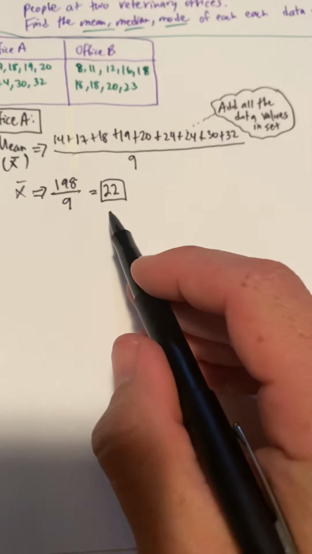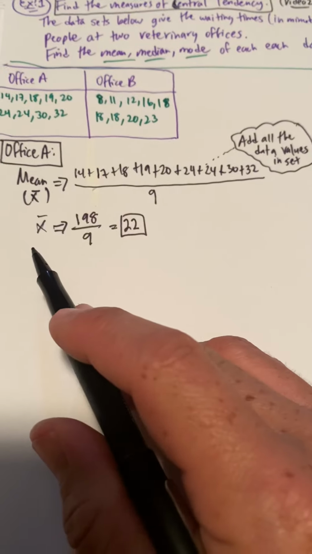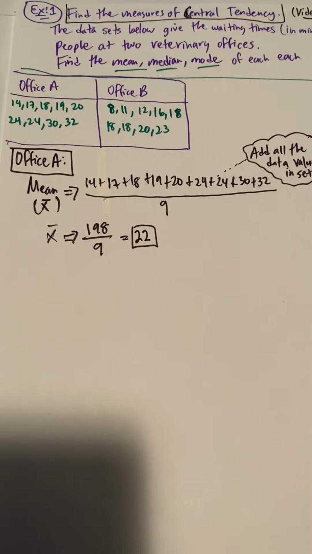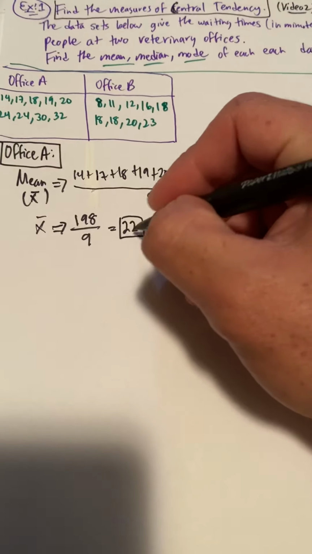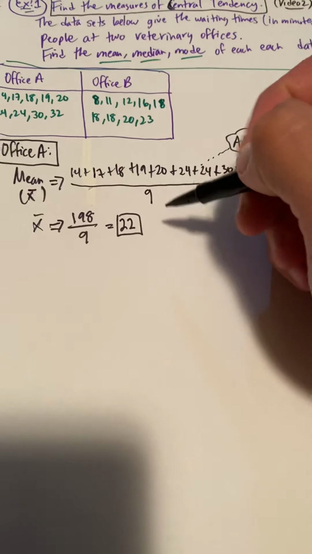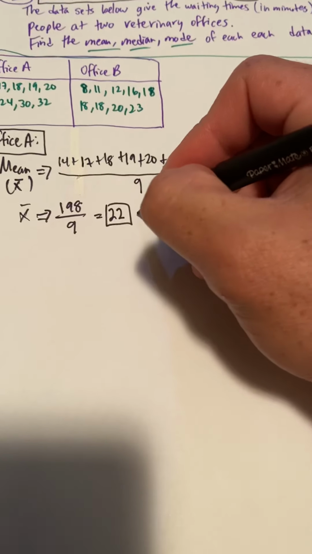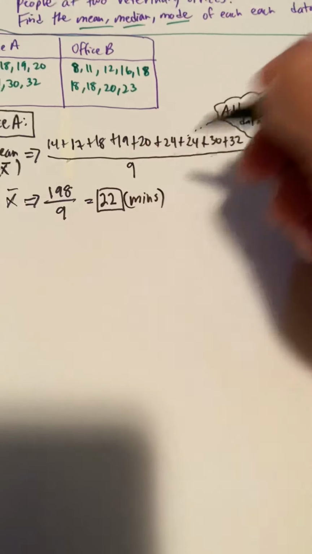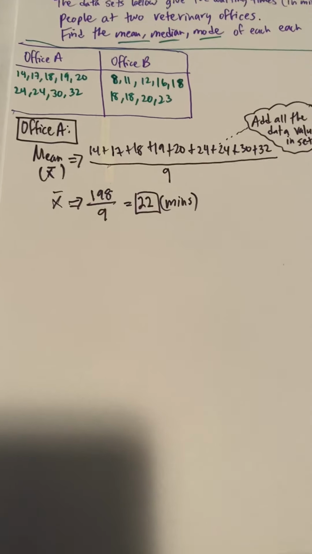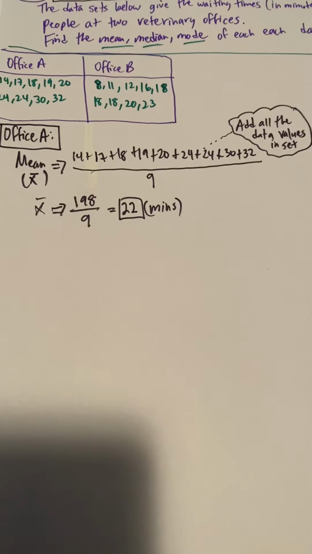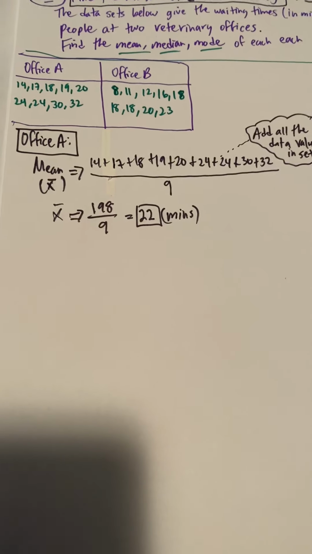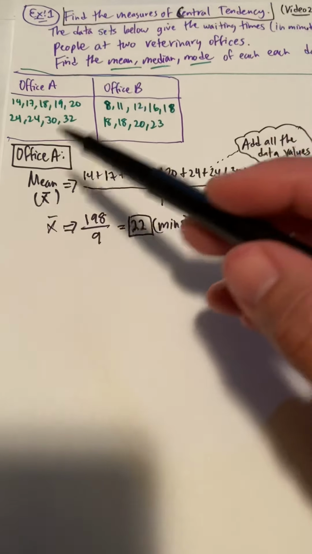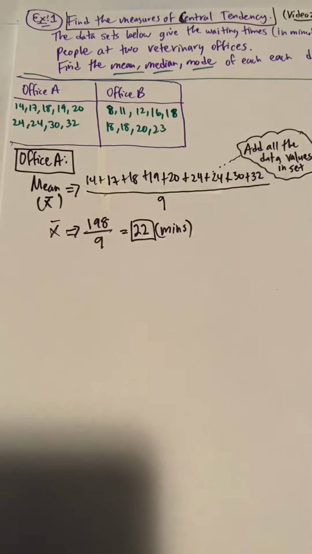Now, what does this 22 represent? Remember, this is the mean, and all of these data values represent the waiting times for each of the offices. So this means that for Office A, the average waiting time, which is the mean, was 22 minutes. Okay, so make sure you label it with the units. All right, we're going to do the same thing with Office B, but we're going to wait for that in a second. We're going to continue finding the other measures of central tendency, which are the median and the mode. Once we do that for Office A, we're going to do the same thing for Office B.